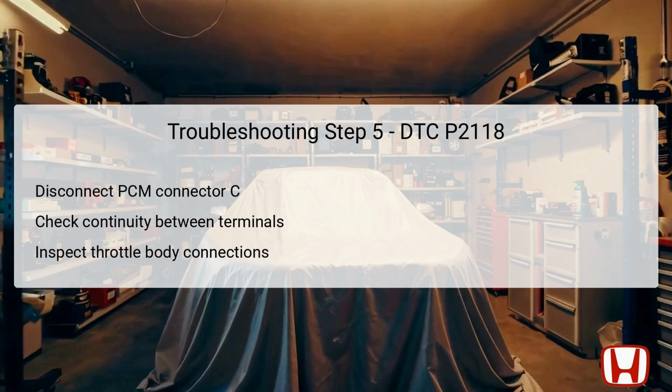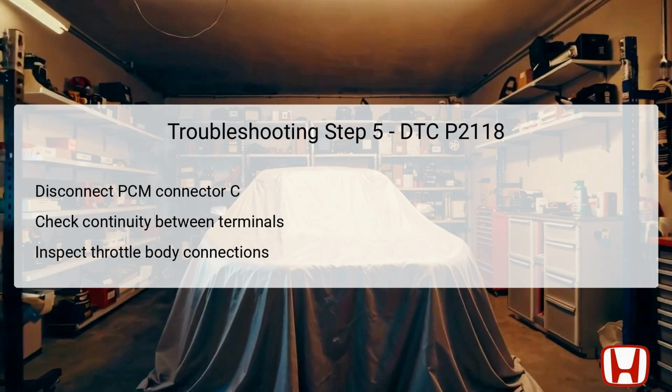A continuity check will then be performed between throttle body 6P connector terminals number 1 and number 2. This check will help determine if there is an uninterrupted connection leading to the electronic throttle control motor's inputs and outputs. Proper electrical continuity is essential for ensuring the actuator can effectively adjust the throttle plate as directed by the PCM.